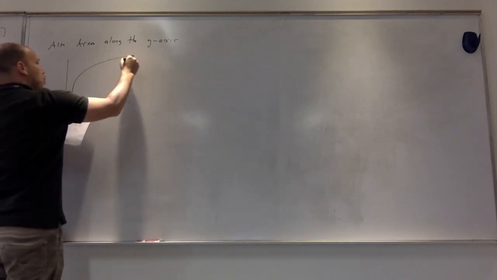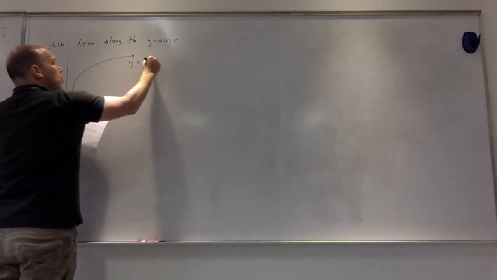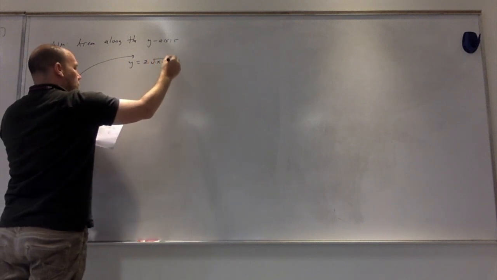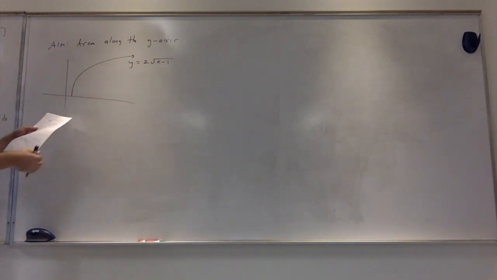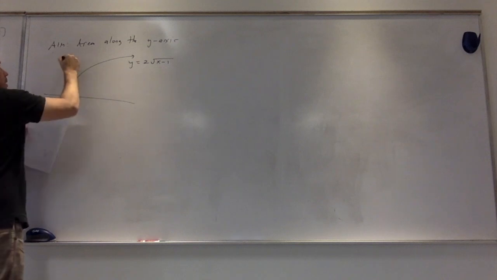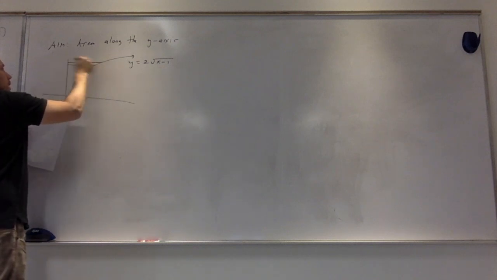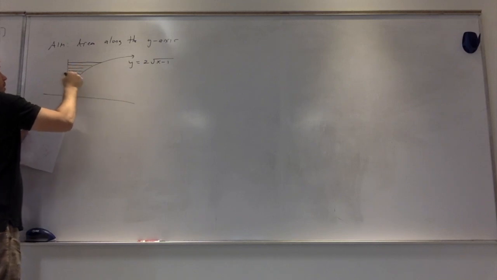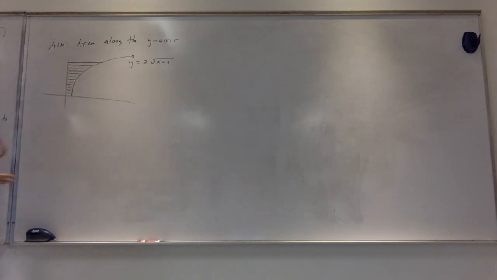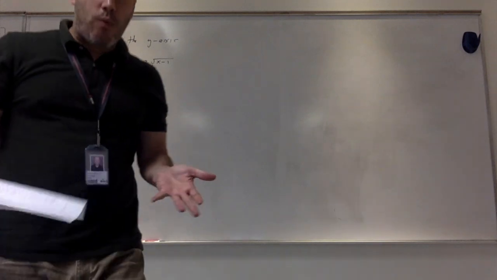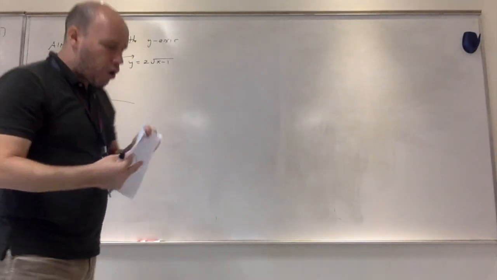And it's the function y equals 2 radical x minus 1. They want you to find the area, this area here. And so it's a little different than what we're used to.